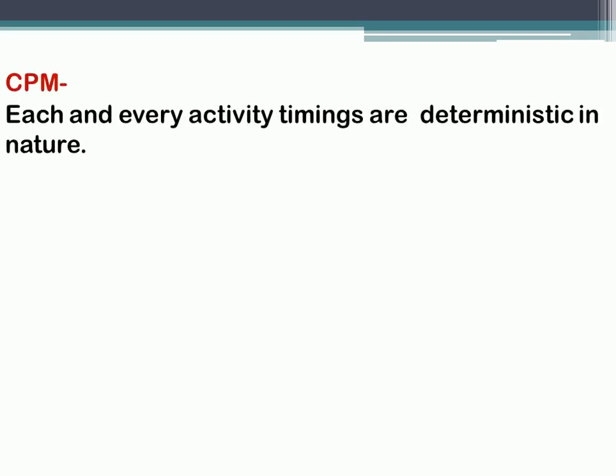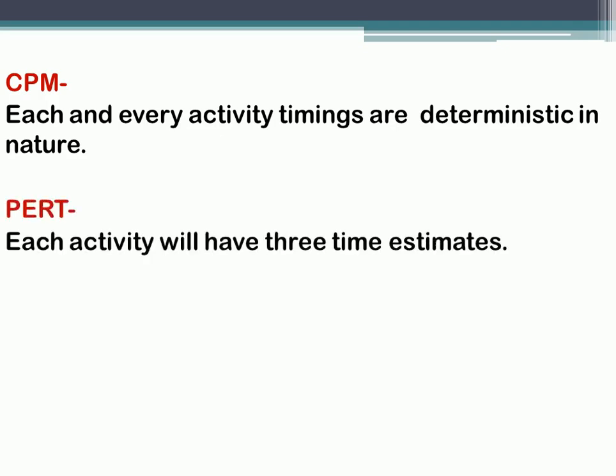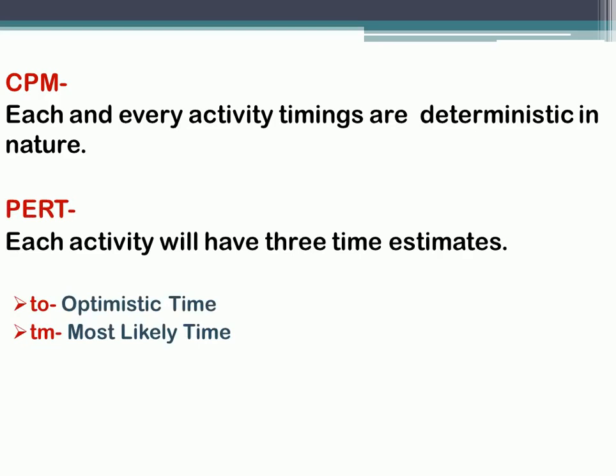In CPM, each and every activity's timing is deterministic in nature. That is, for each activity, only a single duration will be given, and with that, we have to proceed. But in case of PERT, each activity will have three time estimates. First, TO, the optimistic time, which is the least time that an activity takes. Second is TM, the most likely time, which is the time required to complete the activity under normal circumstances. Third is TP, the pessimistic time, which is the time the project is going to take given the worst conditions. We have discussed all these three time estimates in detail in our previous video.